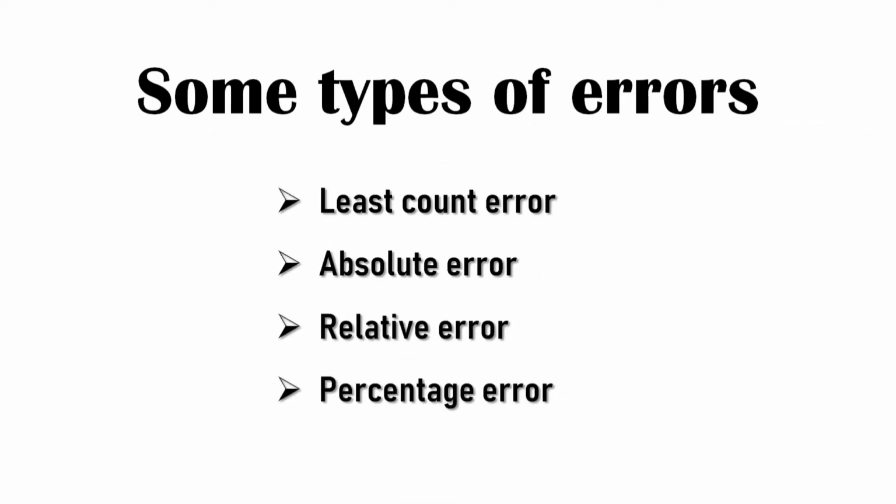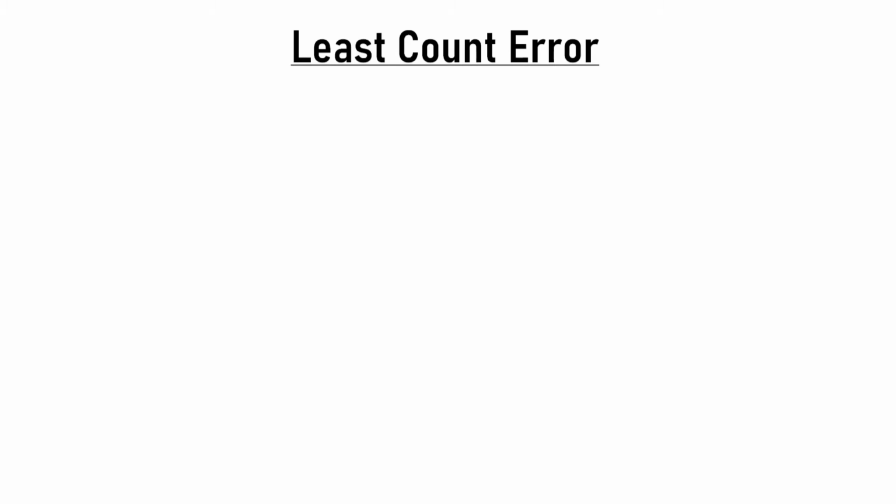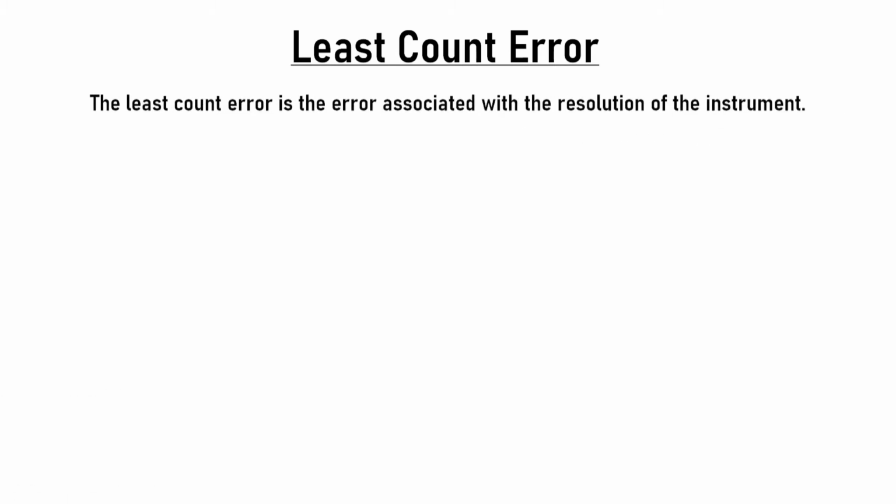In this video, I will be discussing some types of errors. Those are least count error, absolute error, relative error, and the final one is percentage error. So the first one is least count error. It is an error associated with the resolution of the instrument. To understand what least count error is, we need to understand a word called least count. That is nothing but the minimum value that an instrument can measure.